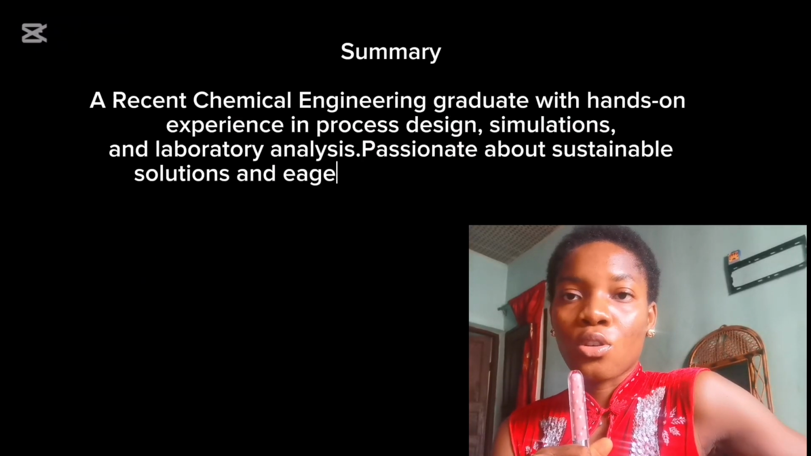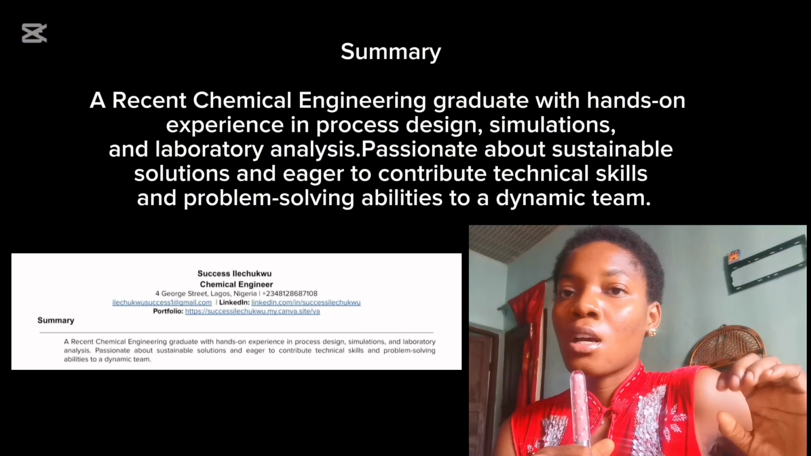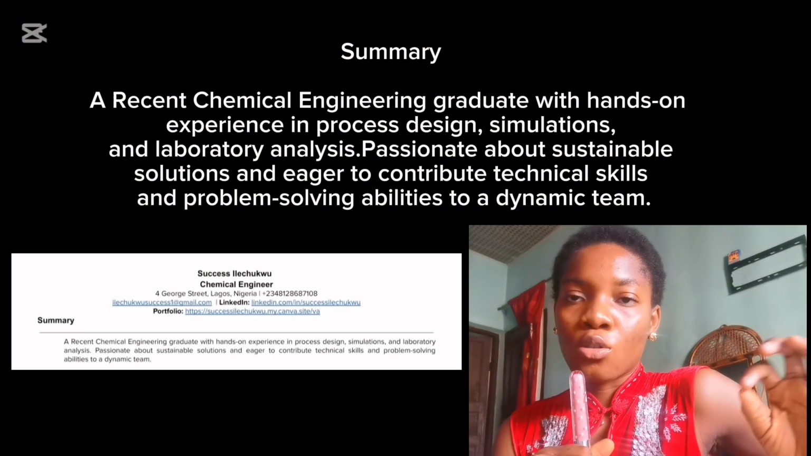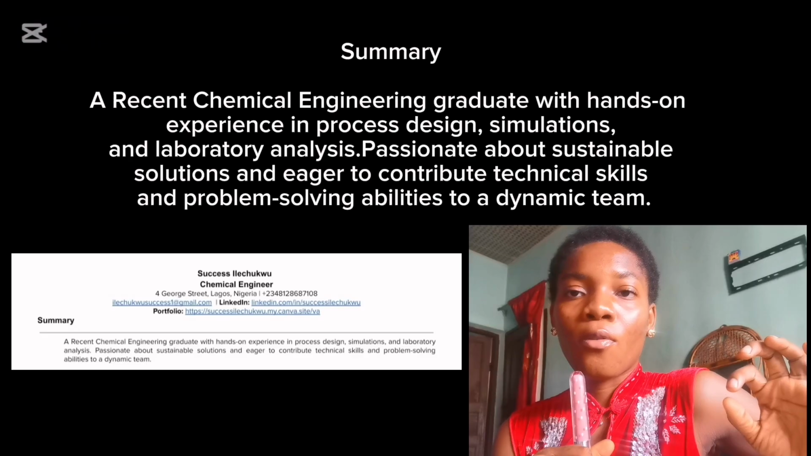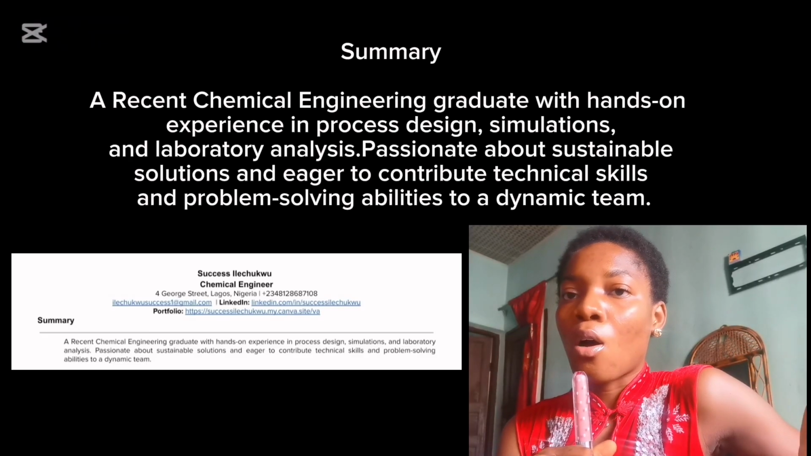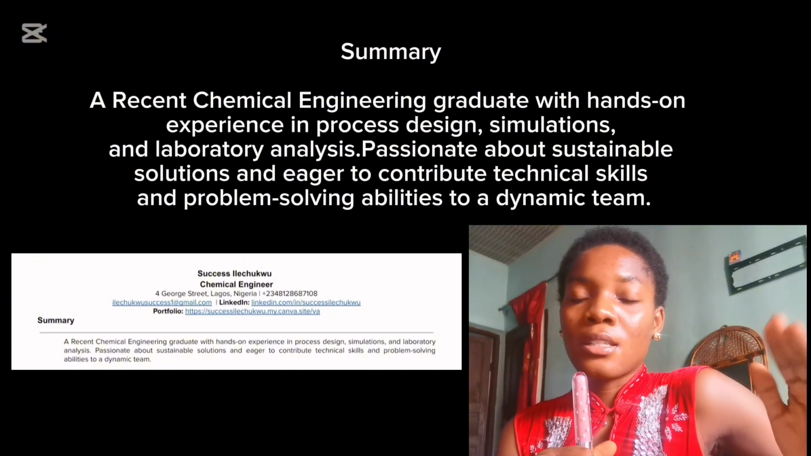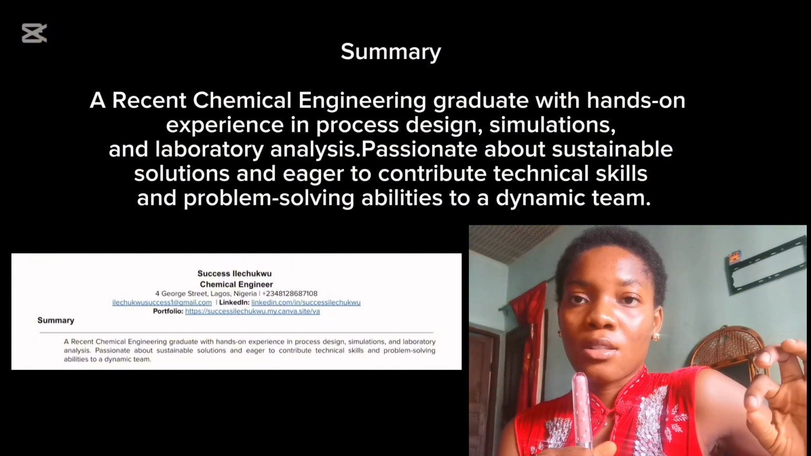Section two, summary. This section is where you highlight your job description and what you offer to the organization. So the summary part should be in normal text and bolded. Do not use title formats. Underneath it, highlight your job description and make this brief, simple and clear. Underneath it should have a font size of 10.